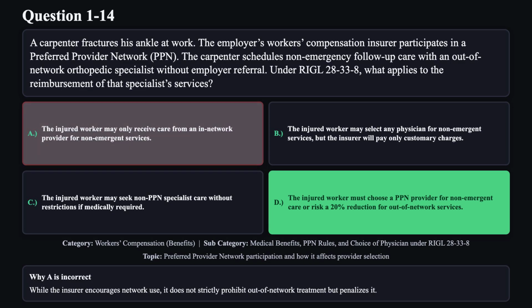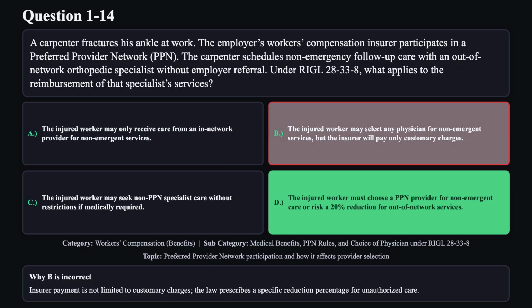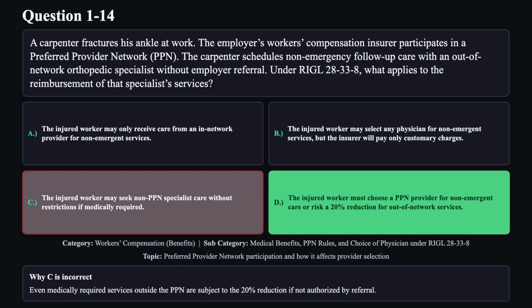Reason A is not correct. While the insurer encourages network use, it does not strictly prohibit out-of-network treatment, but penalizes it. Reason B is not correct. Insurer payment is not limited to customary charges. The law prescribes a specific reduction percentage for unauthorized care. Reason C is not correct. Even medically required services outside the PPN are subject to the 20% reduction if not authorized by referral.